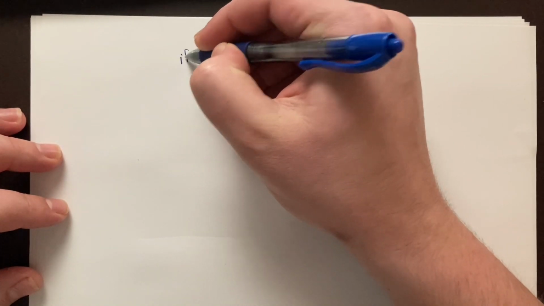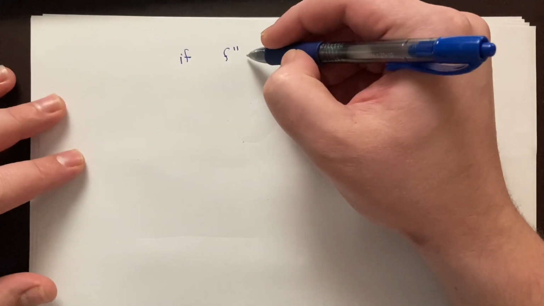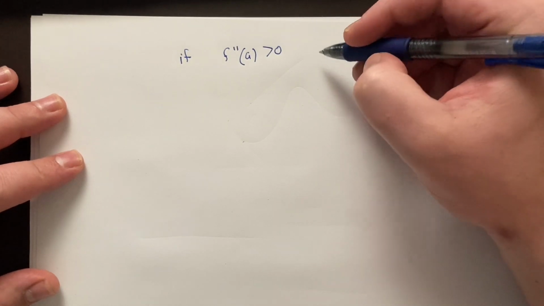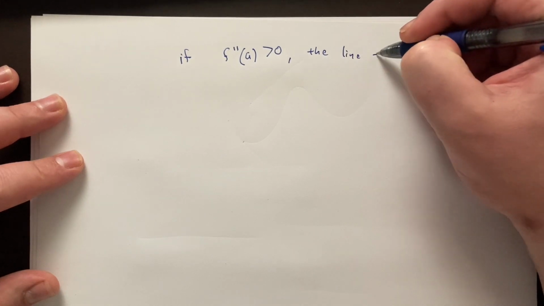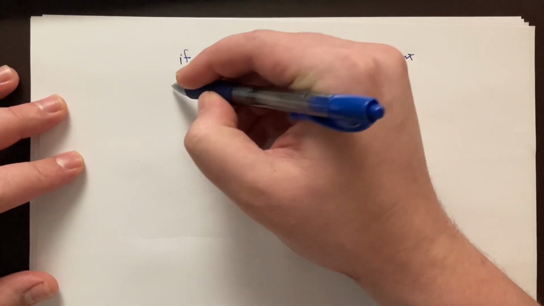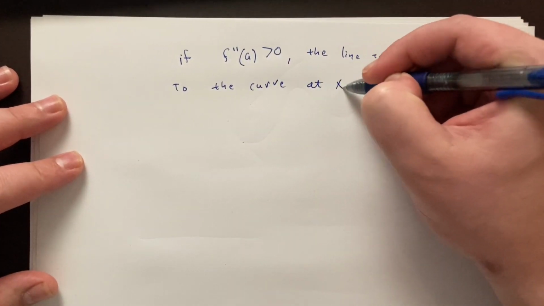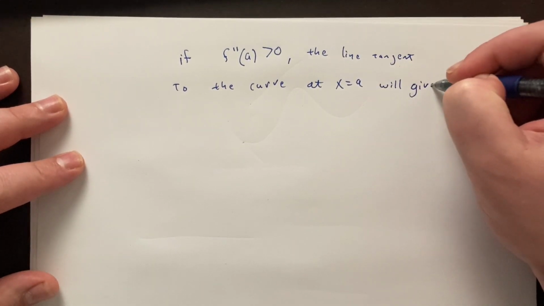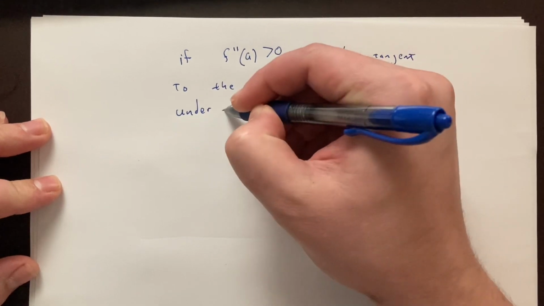Blue is a good color for this. If f double prime of A is greater than 0, the line tangent to the curve at x equals A will give underestimates.